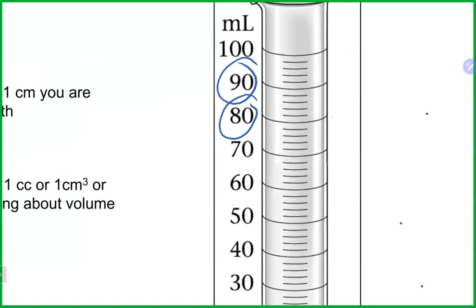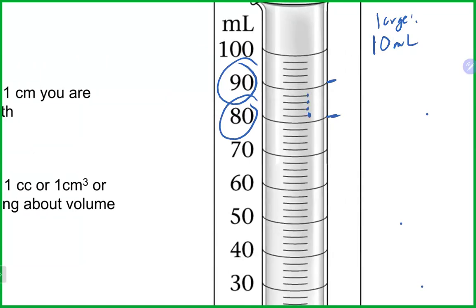if we look between here and here, the difference is 10 milliliters, and that's our large marking. We also want to count how many little markings we have between them. 1, 2, 3, 4, and then 5. So if we take our large markings and divide by how many little markings we have, which is 5 in this case, we will see that each of the small markings represents 2 milliliters. So that would be like 82, 84, and so forth as you continue up.